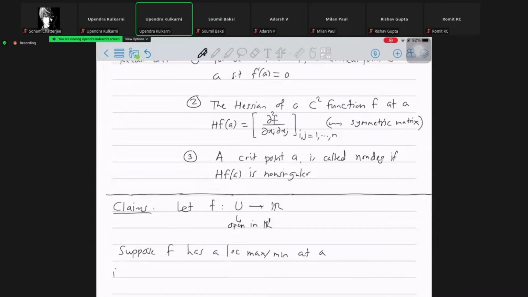Then we have the familiar claims. If f prime of a exists, then f prime of a is equal to 0. So a is a critical point.